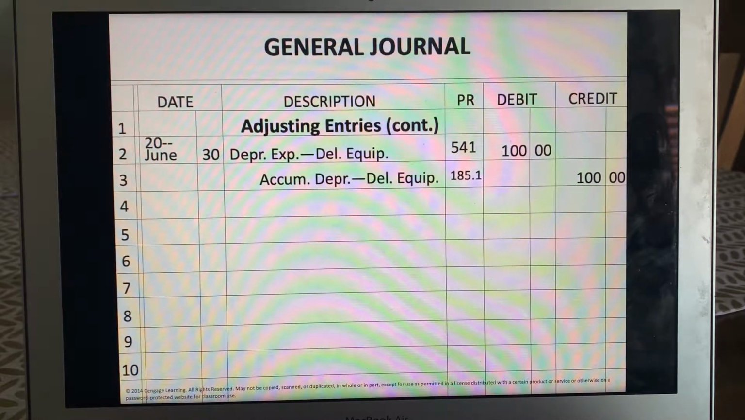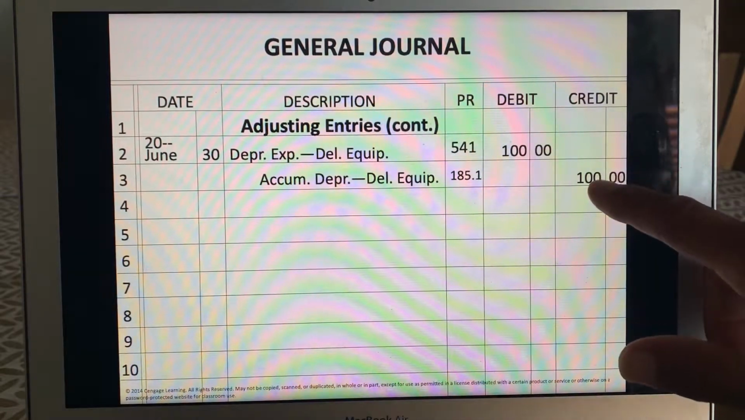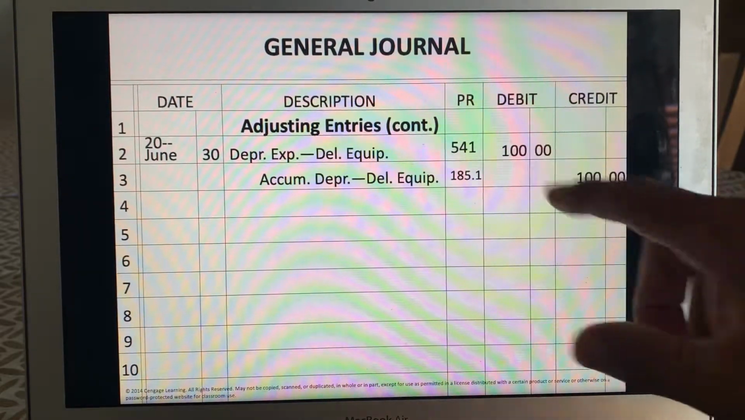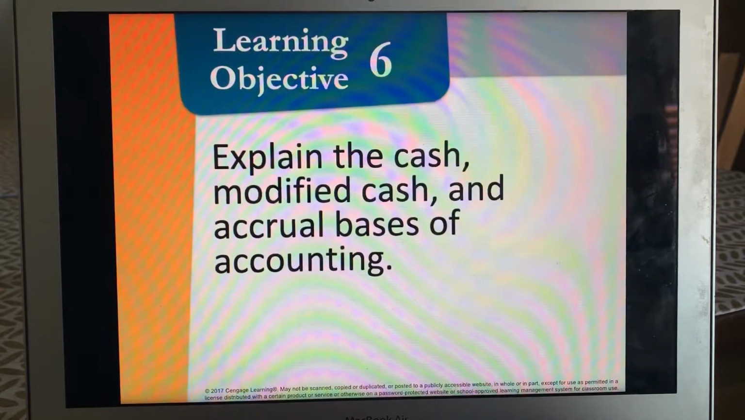So here's a depreciation expense and accumulated depreciation. This one goes to the balance sheet. This one goes again to the income statement.